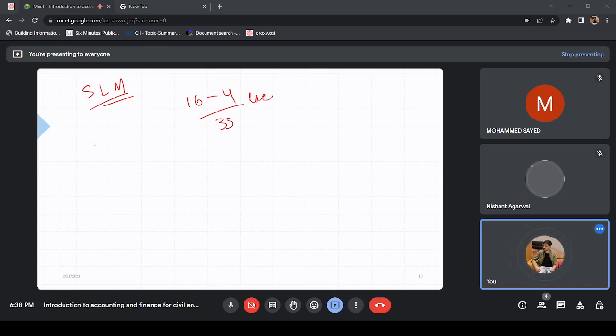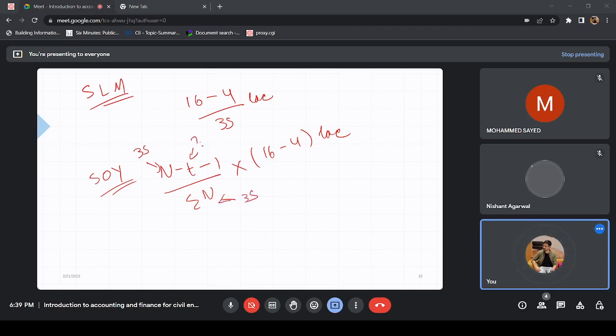In case of sum of years, it would be n minus t. For 4 you just put the given value here. N is 35, fixed, sigma n, you just put the value of t which has been given and you can determine it. And these are the depreciation charges. This is constant.